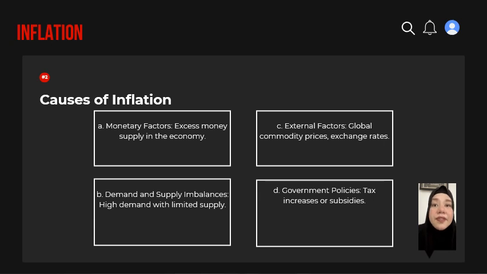Next, the causes of inflation. There are multiple causes of inflation. Monetary factors like an excessive supply of money in the economy can lead to inflation. Imbalance between demand and supply, external factors like global commodity prices, and government policies such as tax changes also contribute to inflation. Understanding these causes is vital for addressing inflation effectively.